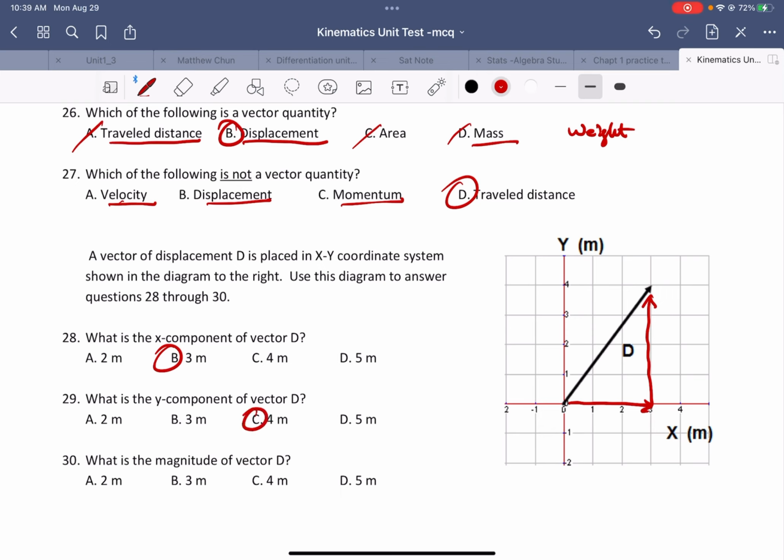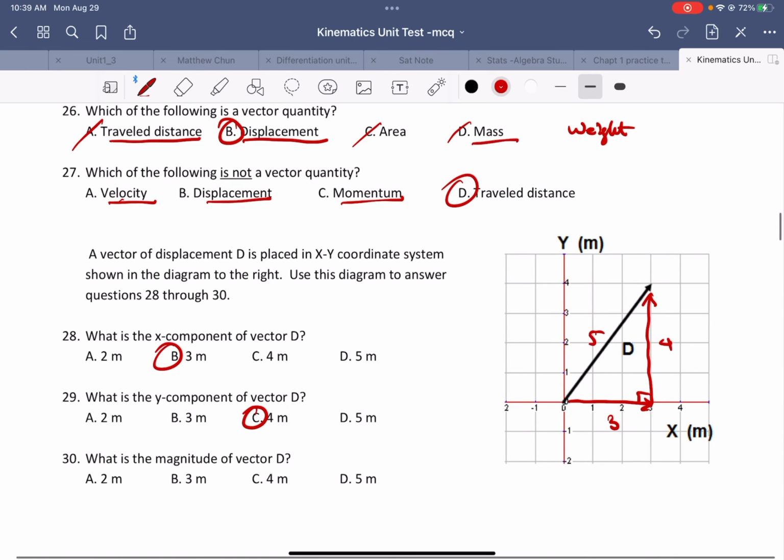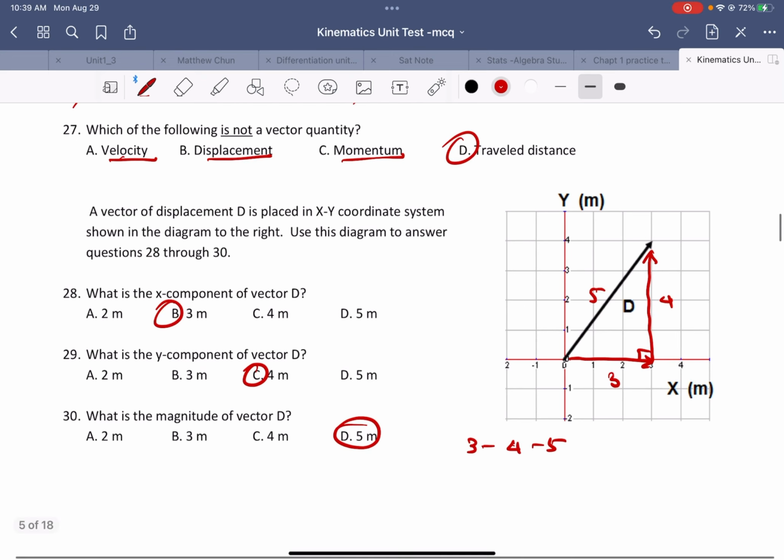Now, what is the magnitude? If you remember from geometry, you don't have to use the Pythagorean theorem, just the triple 3, 4, 5. So the magnitude is 5 meters. I used the triple 3, 4, 5. It's a lot quicker.